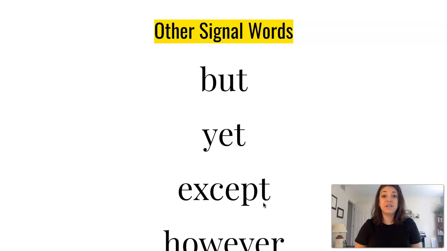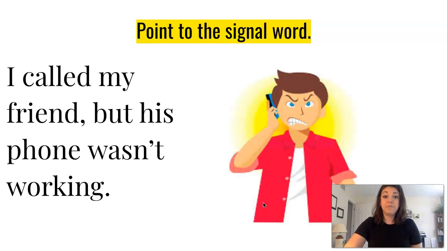Here are some other signal words that we will work with today: but, yet, except, and however. Let's practice. We're going to point to the signal word. So I'd like you to point to the signal word in this sentence.